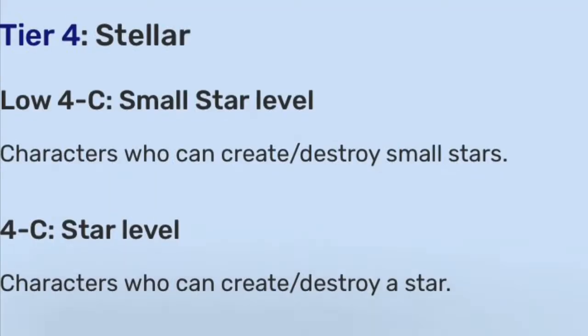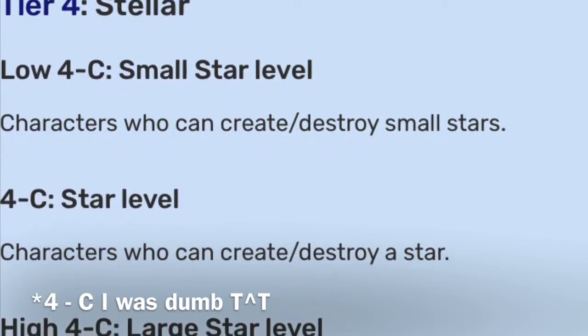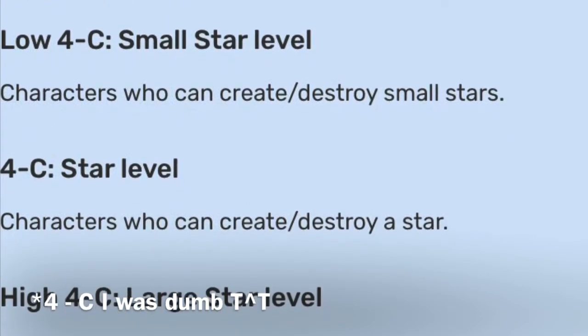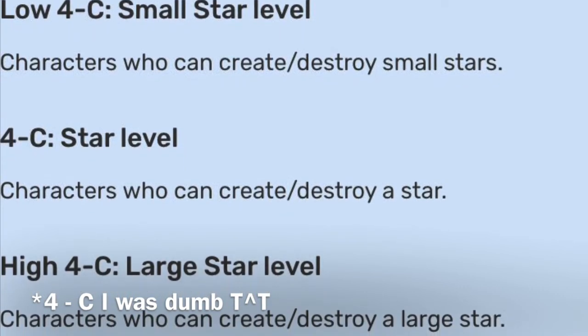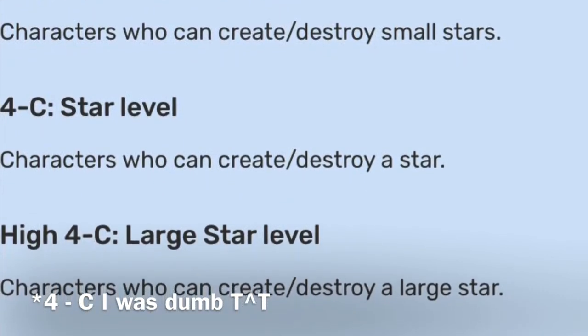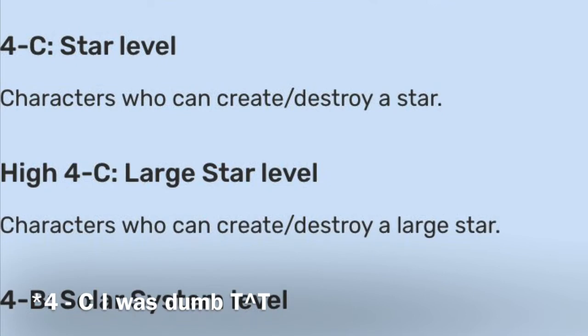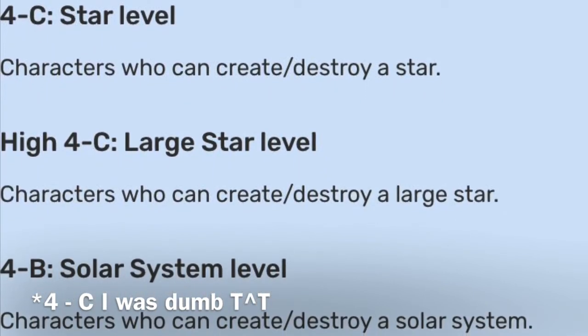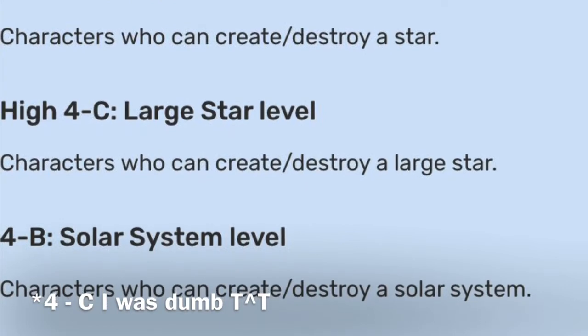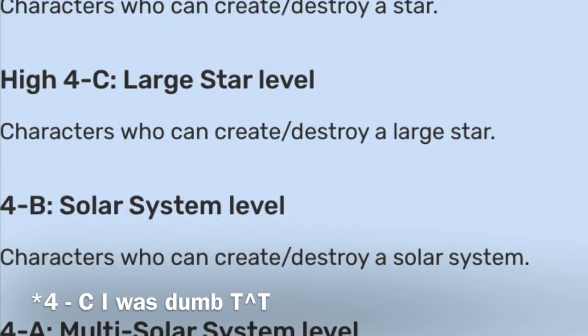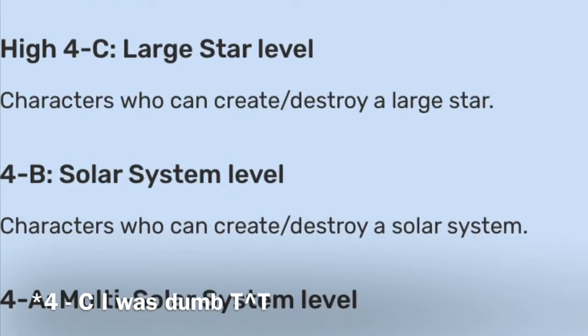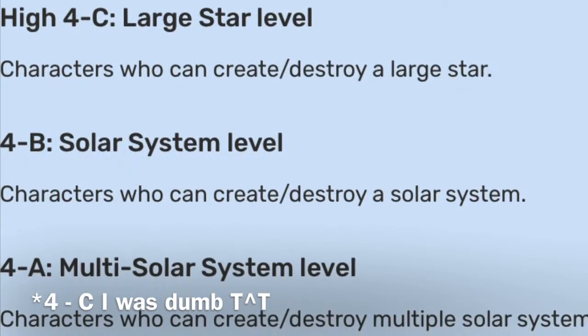The next tier is tier 4, stellar. There are 5 sub-tiers in stellar or tier 4. The first sub-tier in tier 4 is low C4. You can destroy a small star. C4, create or destroy stars. High C4, large star level, can create or destroy large stars. 4B, solar system level, you can create or destroy solar systems. And for a multi-solar system level, you can create or destroy multiple solar systems.